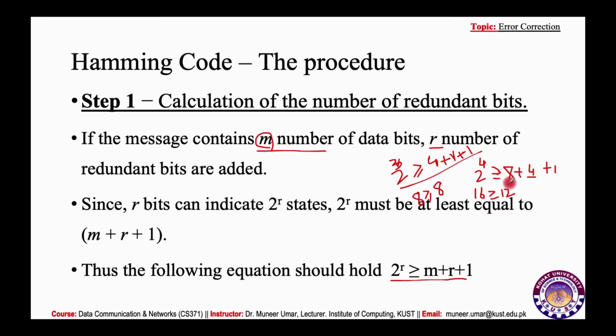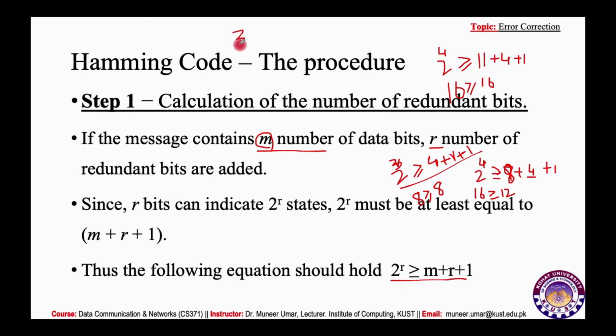For 8, it is also possible with 4 bits, and even for 9 data bits we can give 4 redundant bits, and it would be up to 11 data bits plus 4 redundant bits plus 1 should be less than or equal to 2 power 4, and this equation is satisfied. So for up to 11 data bits, we can give 4 redundant bits. So in this way, we can calculate the number of redundant bits.